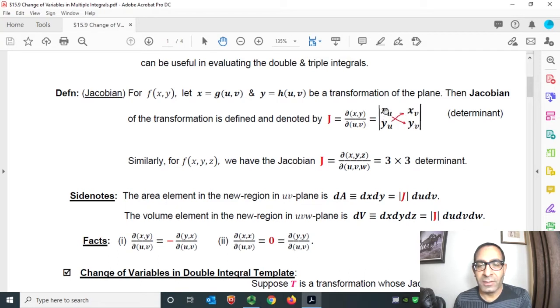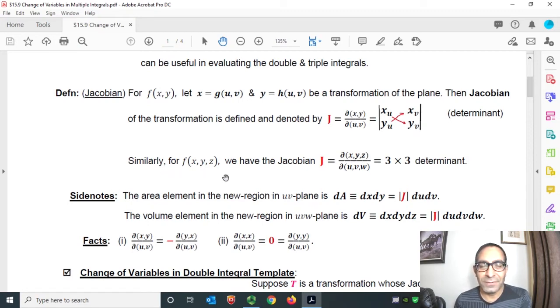The entries are the partial derivative of x with respect to u, the partial derivative of x with respect to v, and in the second row, the partial derivatives of y with respect to u, and the partial derivative of y with respect to v. This is simply the 2 by 2 determinant.